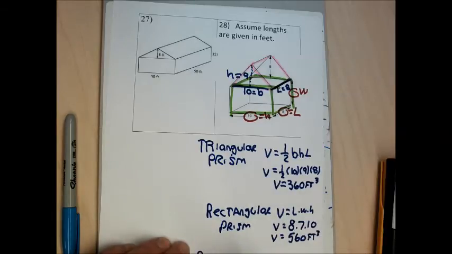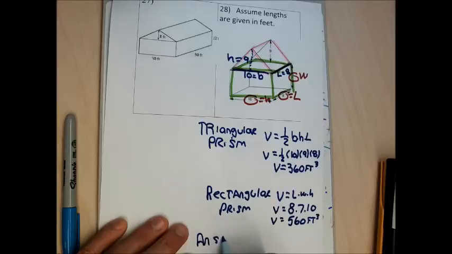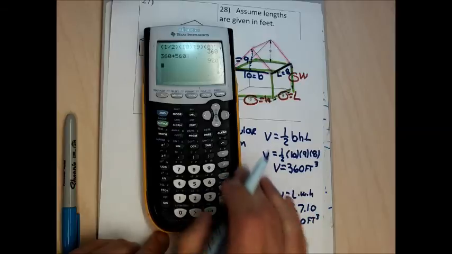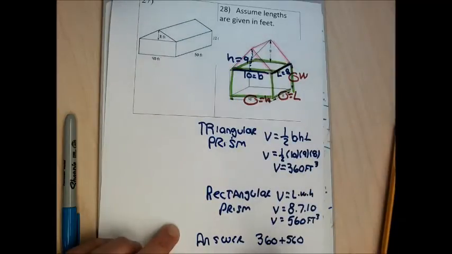My answer, the total volume, I'm going to get by taking the 360 and adding it to the 560 and leaving my units cubic feet. So I get 920. Volume equals 920 feet cubed.